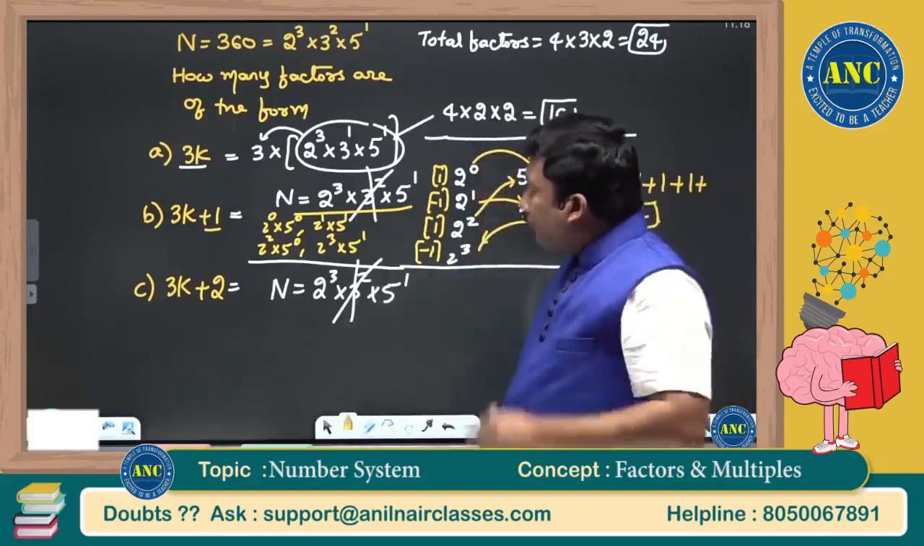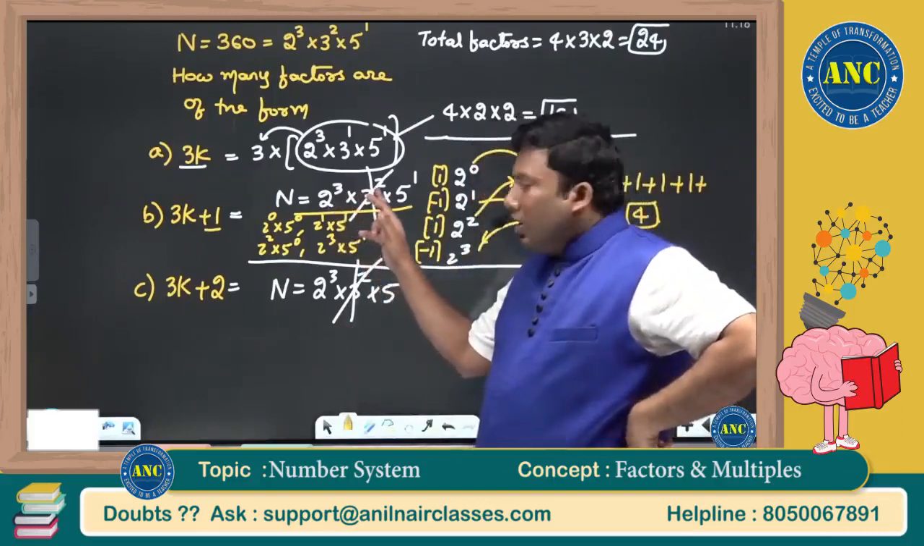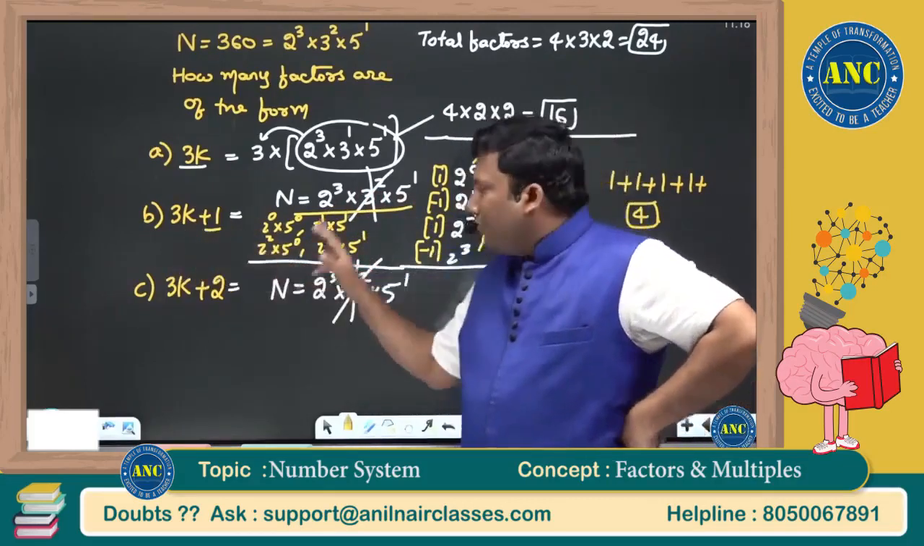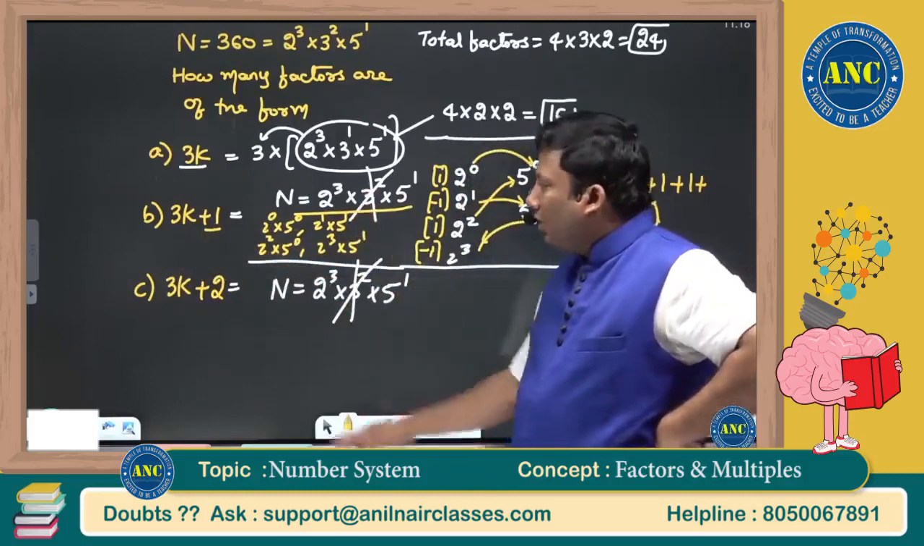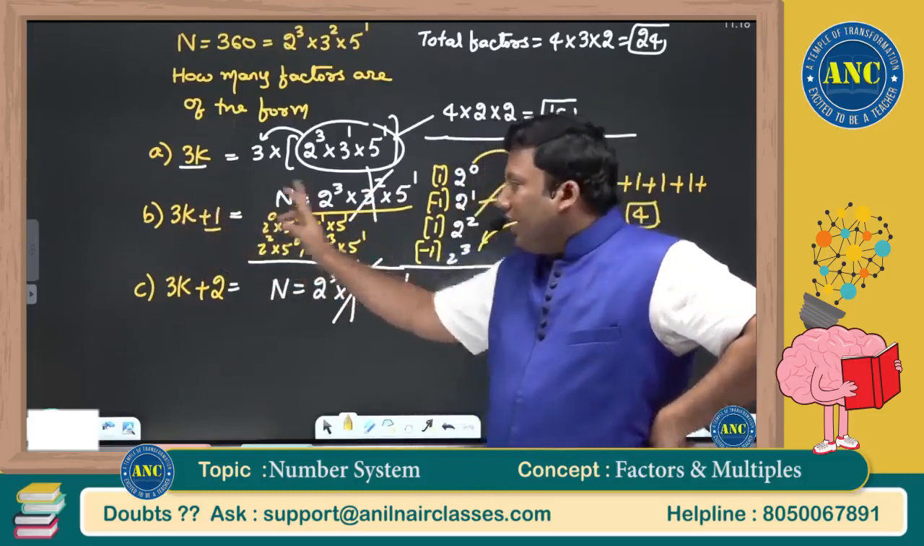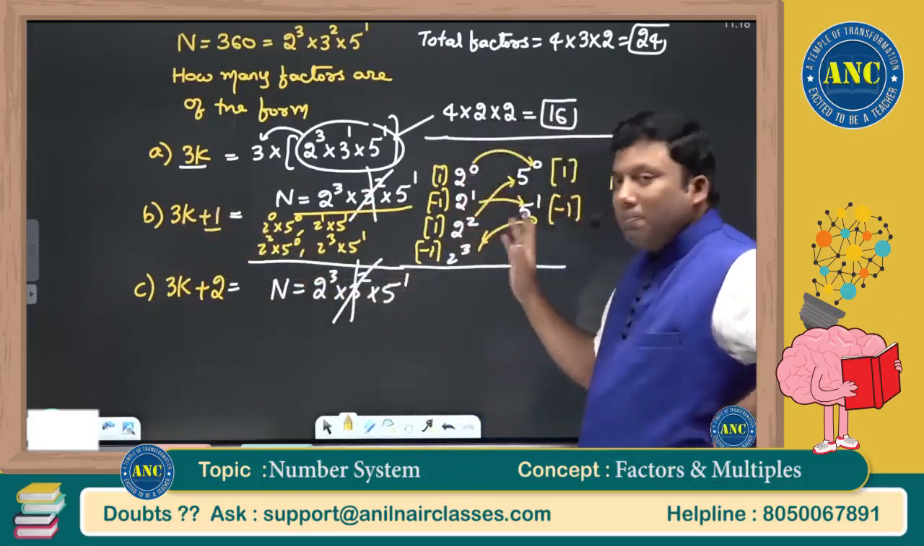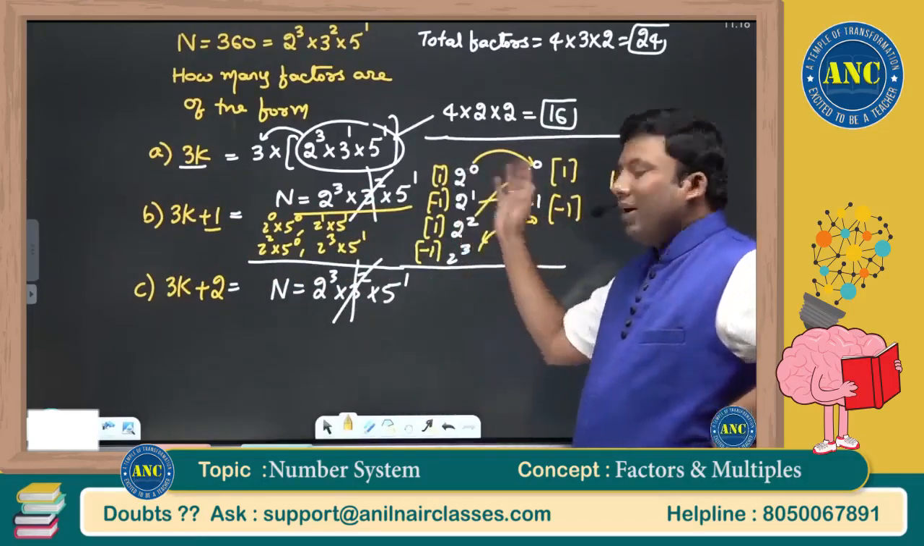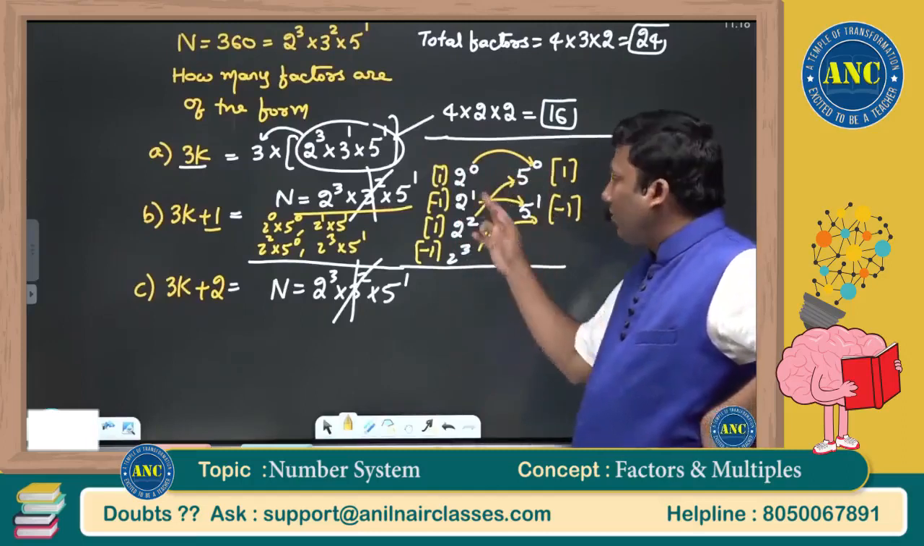Now see here. 2 cube into 3 square into 5 power 1. It is not divisible by 3, so powers of 3 are out, because it is 3k plus 1. Whatever the remaining powers, take everything when divided by 3. Simple, it will be 1 into 1, 1, minus 1 into minus 1, 1.